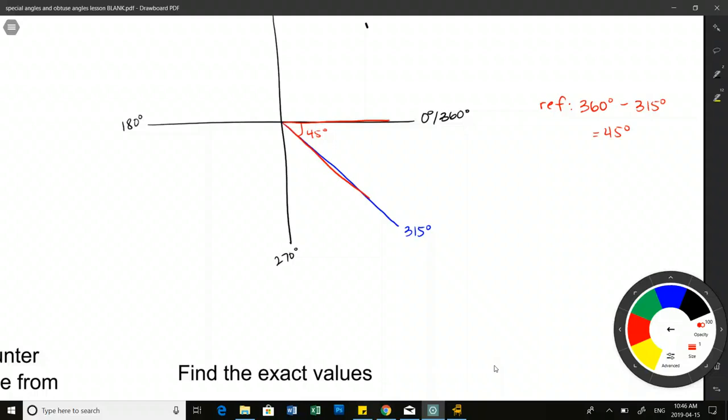Okay, we're going to create our special triangle now using the closest x-axis. So I'm always using the x-axis as one of the legs of my triangle. I'm never using the 270 or the 90 line. Okay, and then we're going to fill in the rest of the information. If this is 45, I know that the other angle must be 45 as well. And then I know that the side lengths are 1, 1, and the hypotenuse is root 2.